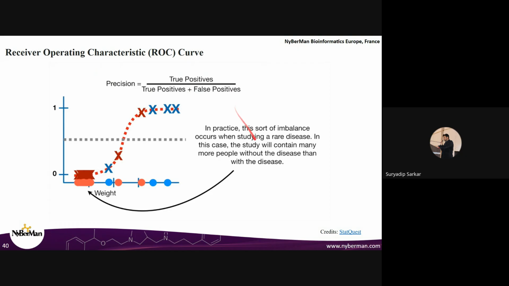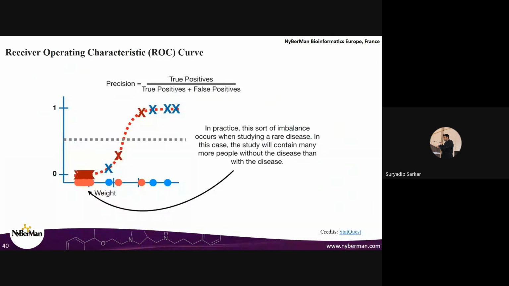In practice, this sort of class imbalance occurs when you are studying a rare disease. When you're studying a rare disease, you will have more of the negative class, or control samples, than of the actual disease samples. We already discussed this. In case of a rare disease, this is a very plausible scenario. So in cases where the positive class is much smaller than the negative class, you should use a metric that is not affected by the overwhelmingly large number of negative samples. So use precision instead of a false positive rate, and you will not be affected by class imbalances.